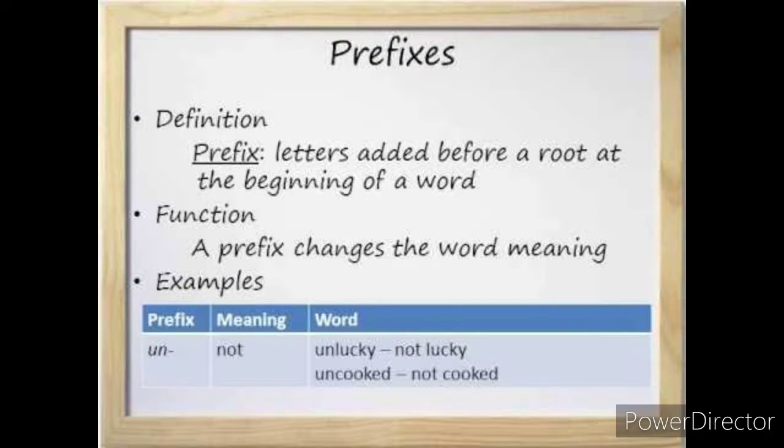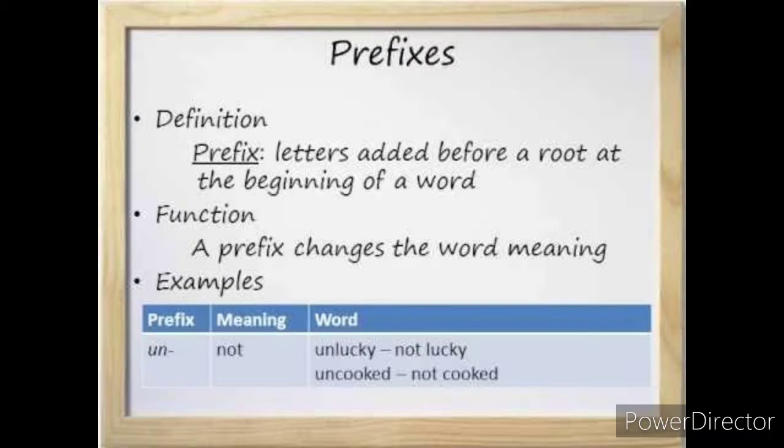For example, look at here. Prefix un, meaning not. So the root word is lucky. When you add the prefix un, it is completely changed into not lucky. While we are adding the prefix un, definitely it will change into the meaning as not lucky. Un means not, lucky is lucky, so not lucky.